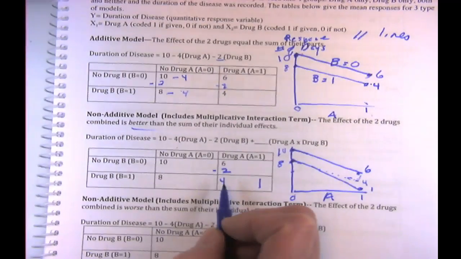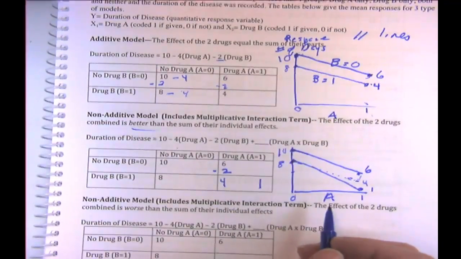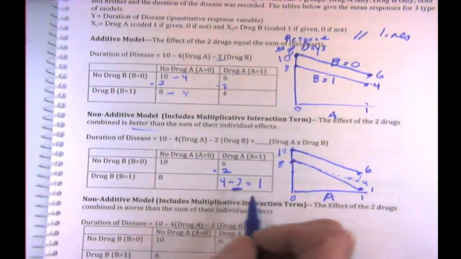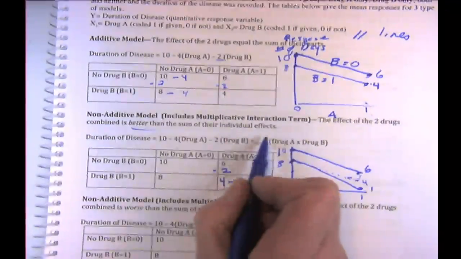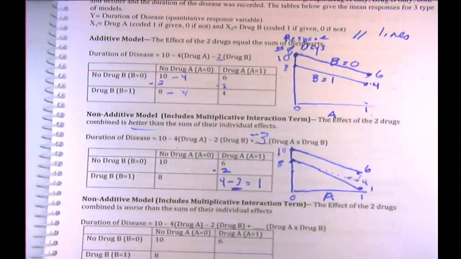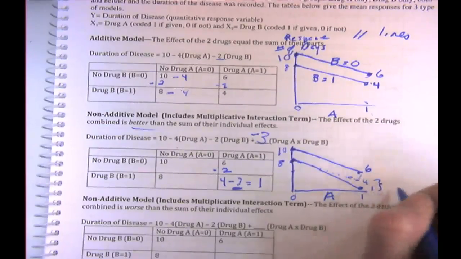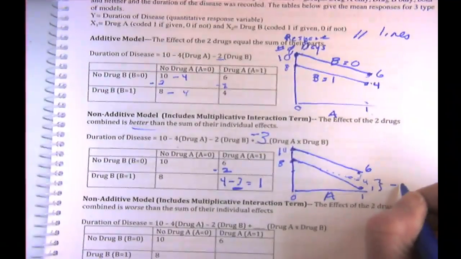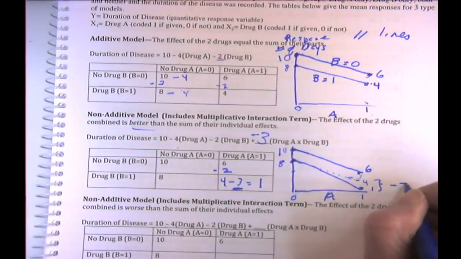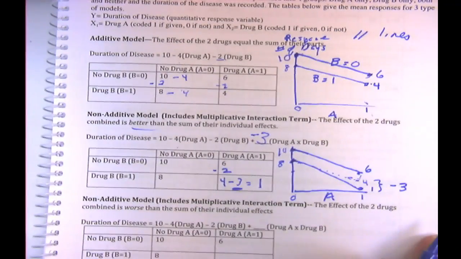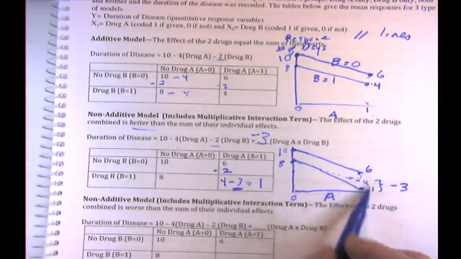We'd have to, 6 minus 2 is 4, and then we'd have to subtract 3. That would be our interaction effect, minus 3. This distance right here between 4 minus 1 is negative. See, you're going down by 3. This takes you down 2, etc.